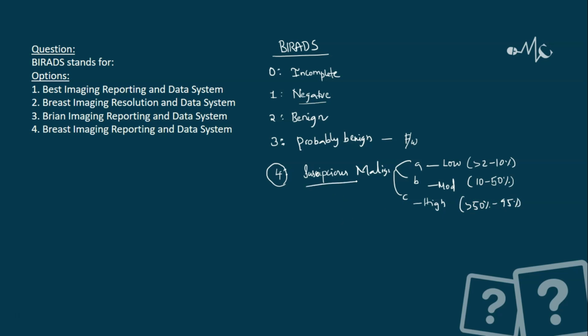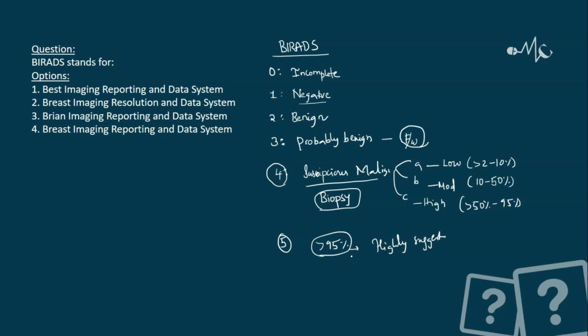So what to do in these? Here it is follow-up in BIRADS 3. In BIRADS 4, if the report says BIRADS 4, you have to go for biopsy. Okay, biopsy is advised. And if there is more than 95% suspicion of malignancy, then we call it very highly suggestive of malignancy. This is BIRADS 5.